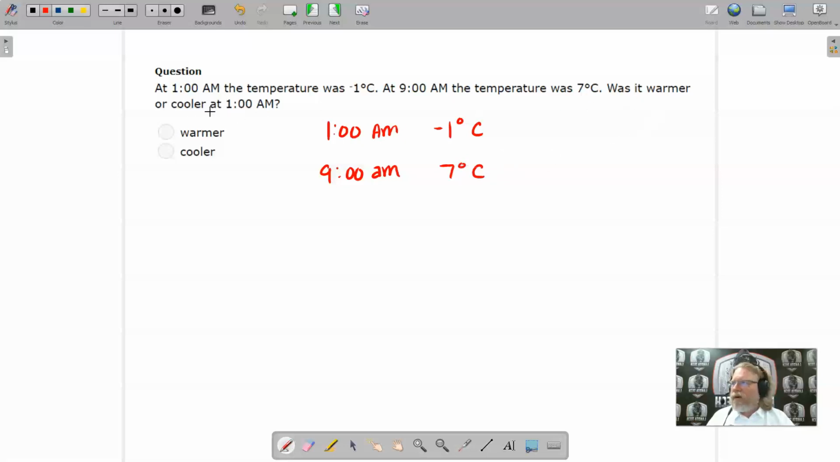Was it warmer or cooler at 1 a.m.? So they're asking at 1 a.m. what was it? So we're wanting to know right here. Now it makes sense that it gets warmer as you get further in the day. 1 a.m. is like the middle of the night. 9 a.m. the sun's starting to come up. So it makes sense that it gets warmer. But nonetheless, they want to know, was it warmer or cooler at 1 a.m.? Well, negative 1 is cooler than a positive 7. So we're going to select cooler.